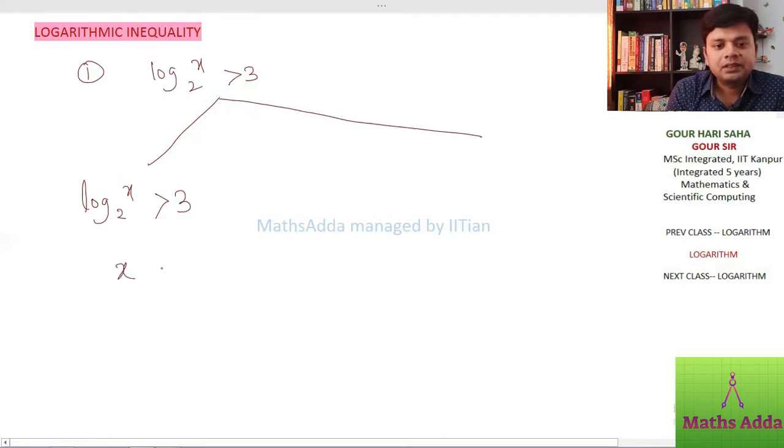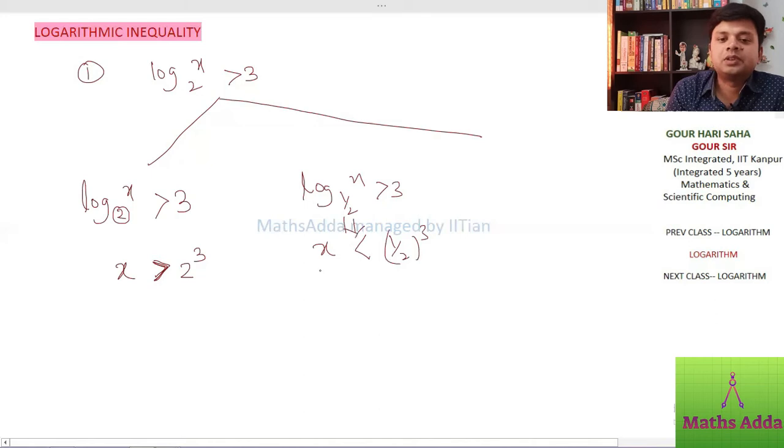x is greater than 2 to the power 3. So you convert this to exponential and keep the sign the same, greater than. This is when the base is more than 1. If I take, for example, log of x base 1/2 greater than 3, then x is less than (1/2) to the power 3. So you convert to exponential but change the sign when the base is less than 1. So this is one method.